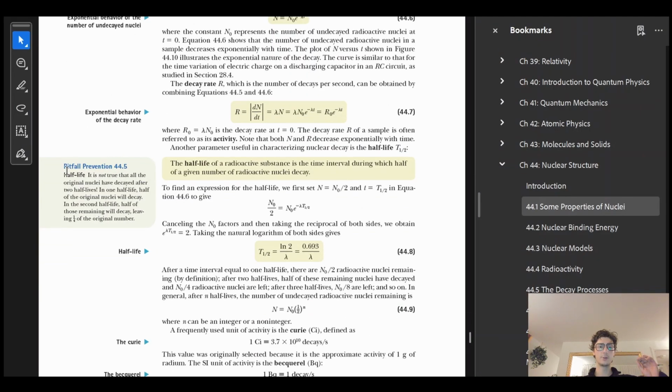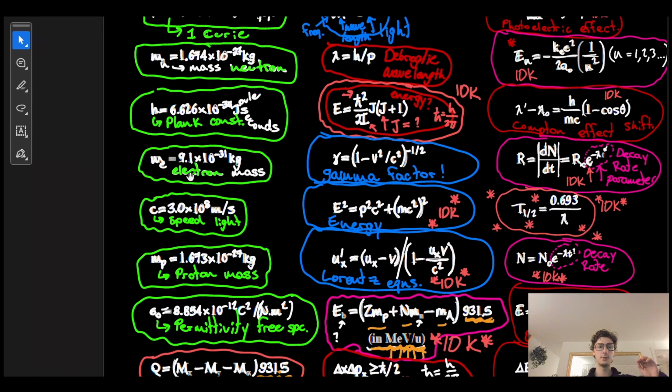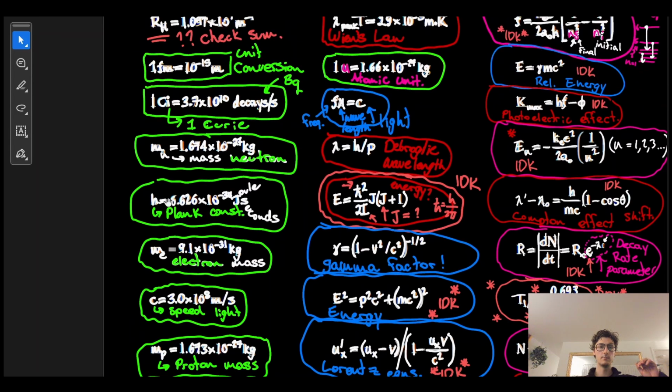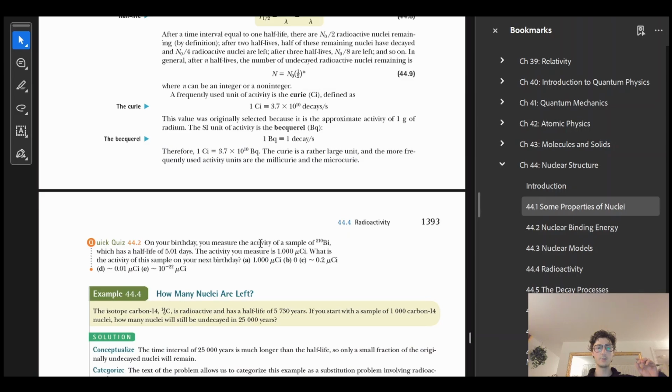They do examples here. They have a pitfall prevention, and they talk about some things. 1 Curie is equal to 3.7 times 10 to the 10 decays. This is also given to you in the equation sheet. It is right here: 1 Ci is equal to 3.7 times 10 to the 10 decays. So you can tell this is a little bit important, along with this little Becquerel unit, which is equal to 1 decay per second.